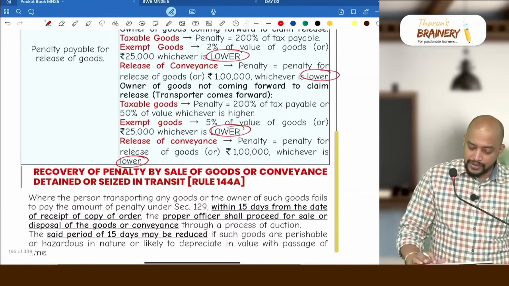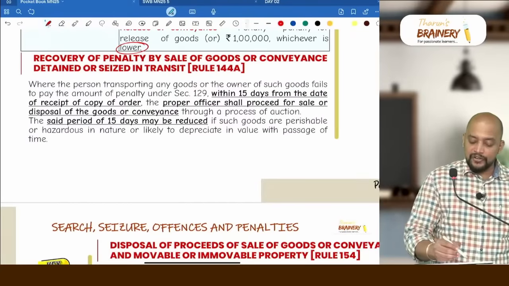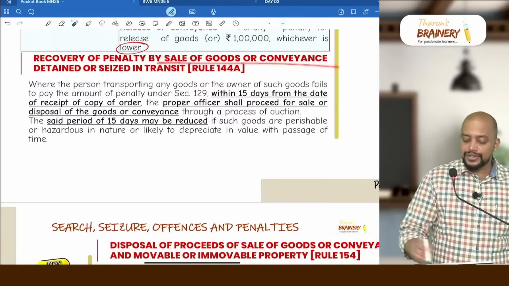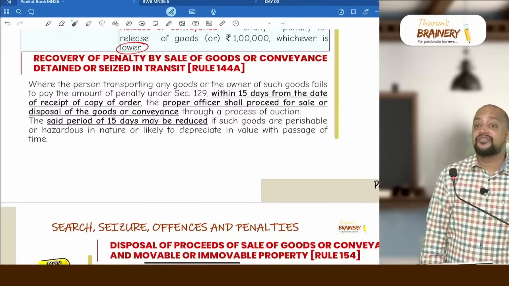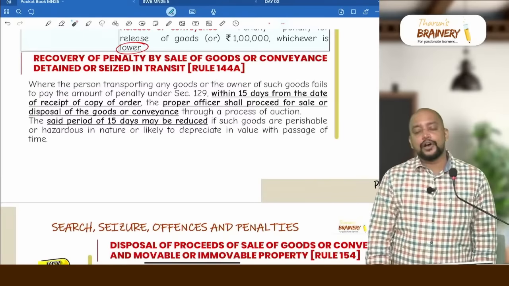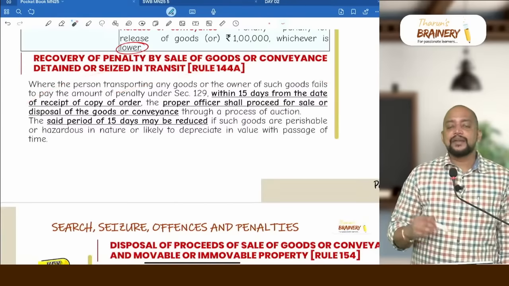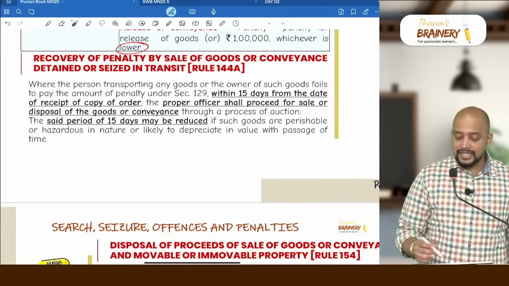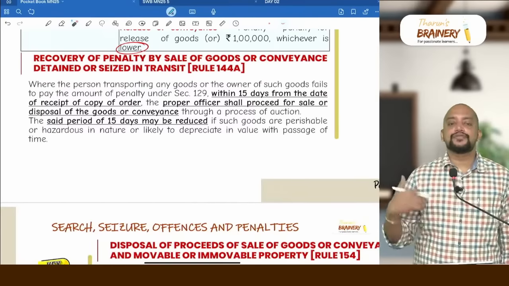So this is about the owner coming forward, or the owner not coming forward. Then recovery of penalty is by sale of goods or conveyance. What is the time limit they have given after this penalty order? So 15 days. Within 15 days we need to pay, and it can be reduced to less than 15 days. Otherwise they will dispose of the goods and the conveyance.